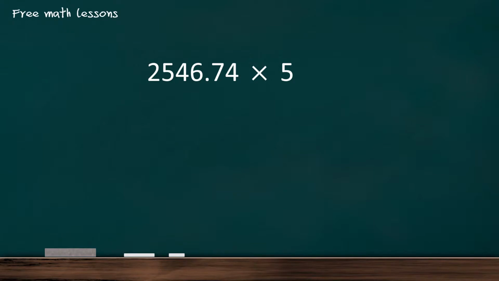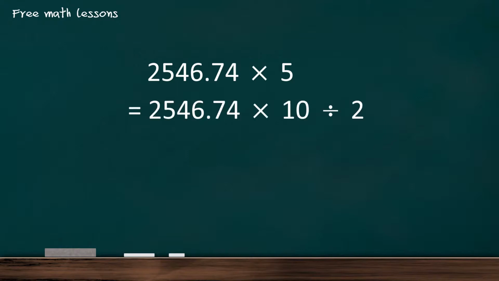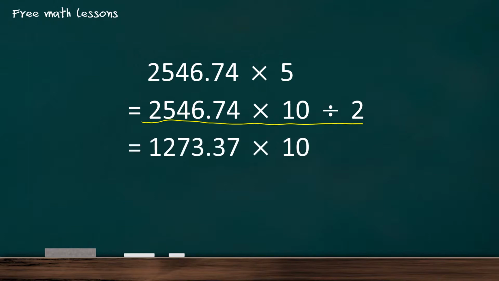Next, let's multiply 2546.74 times 5. Similarly, let's convert the formula first and get the following formula. And then let's do 2546.74 divided by 2. Actually, if you're good at it, you can easily do it in your head. But I'll do it slowly this time.